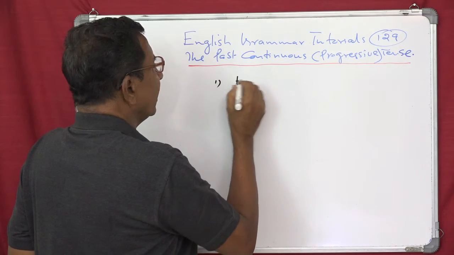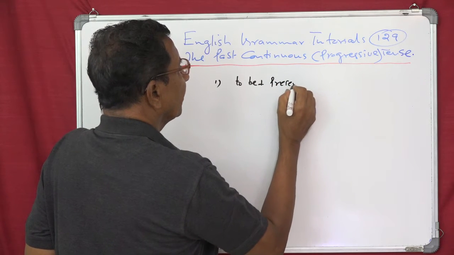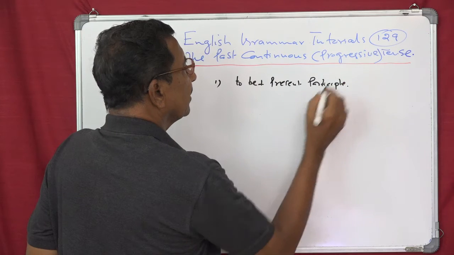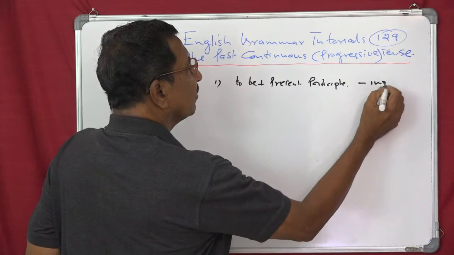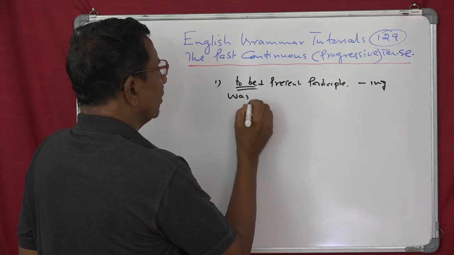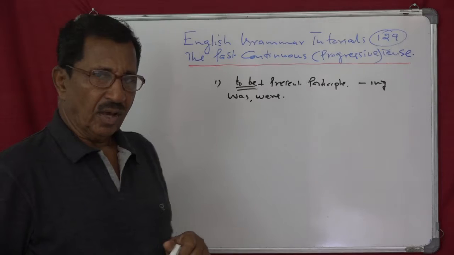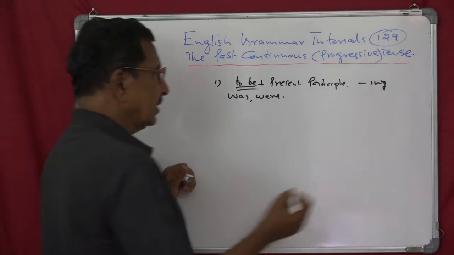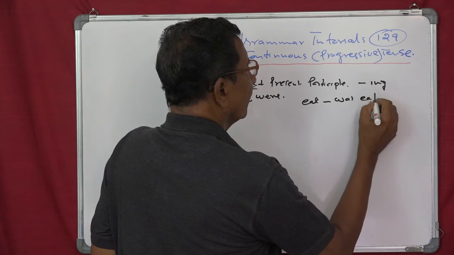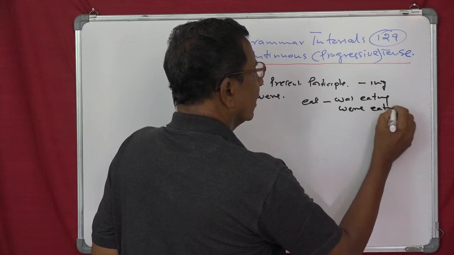Form is to be plus present participle. Present participle means the ing form of the verb. To be in the past has the forms was or were. That is the past form. For example, eat: was eating, were eating. Were is plural, were eating.